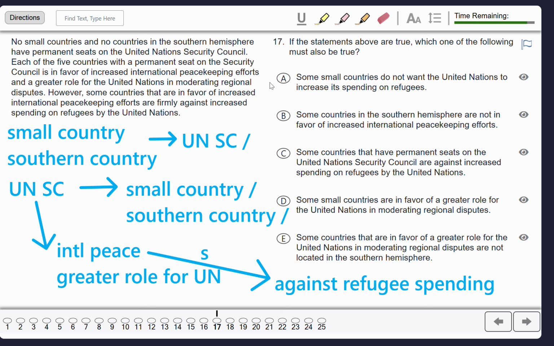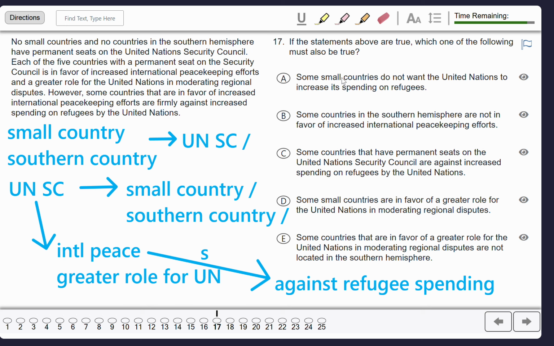What am I going to do? I'm just going to fact check every answer choice. If it has to be true, it's my answer. If it doesn't have to be true, it's not. And I'm just going to refer back to my diagram. I'm going to push each answer choice towards the diagram and see what I can say about it. Okay, let's jump in. A, some small countries do not want the UN to increase its spending on refugees.